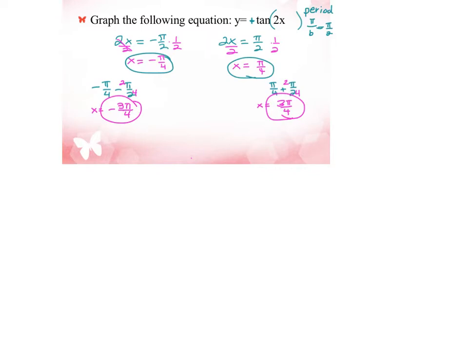Now I've got 4 asymptotes. Two are negative and 2 are positive, so I'm going to make sure I give myself room. Negative 3 pi over 4 would be the smallest one. Negative pi over 4 would be next. Positive pi over 4 would be next. And 3 pi over 4 would be the 4th one.